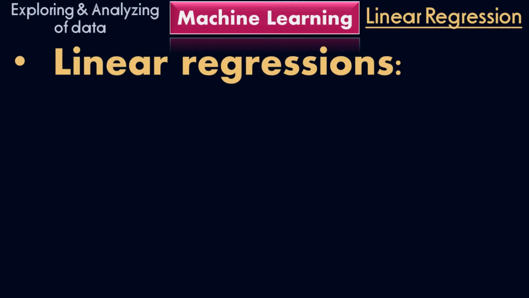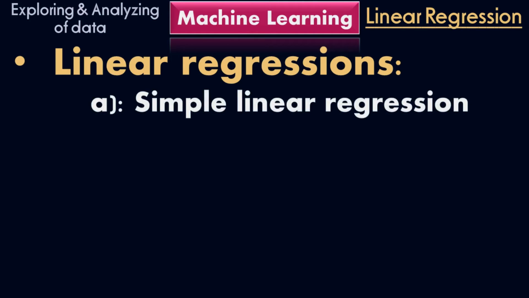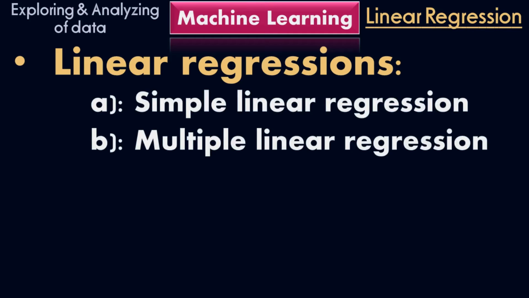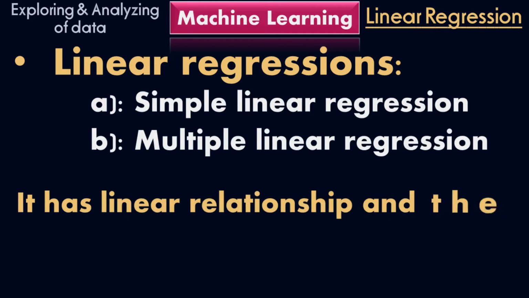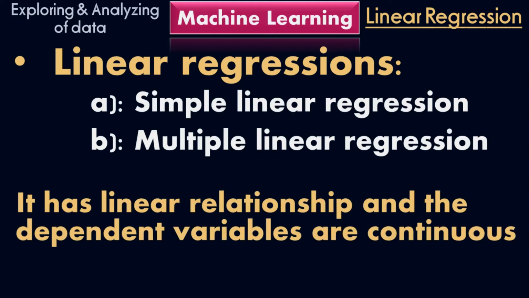Now, linear regression further divides into two types: number one, simple linear regression, number two, multiple linear regression. It has a linear relationship, and the dependent variables are continuous in nature. Linear regression basically has a linear relationship between the dependent and independent variables. The dependent variables keep continuous values.